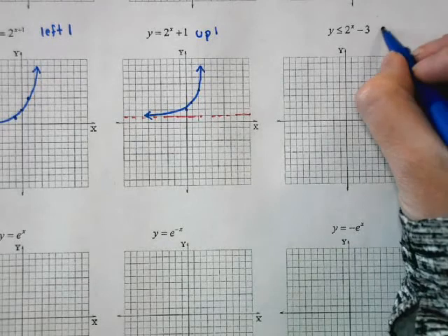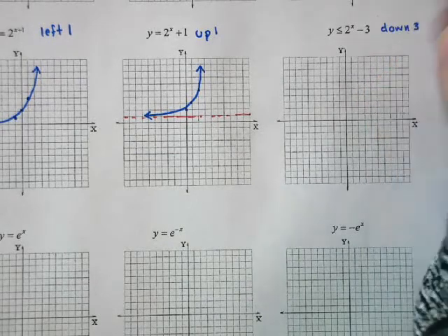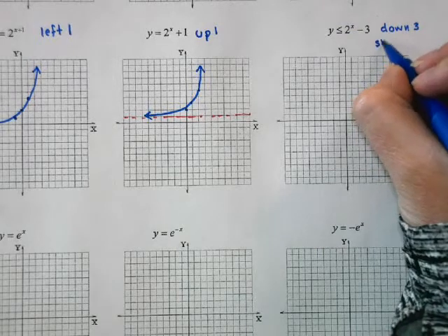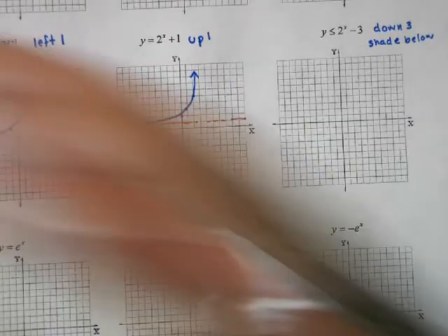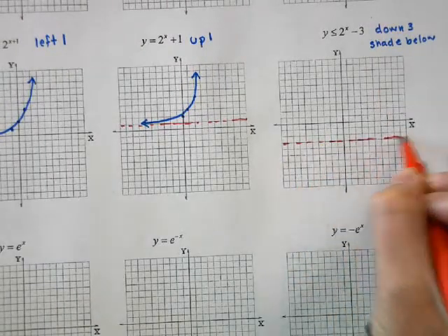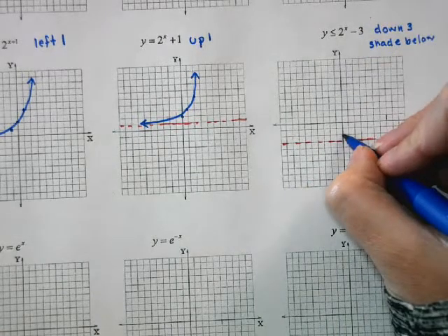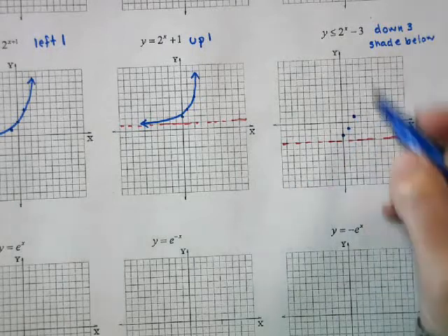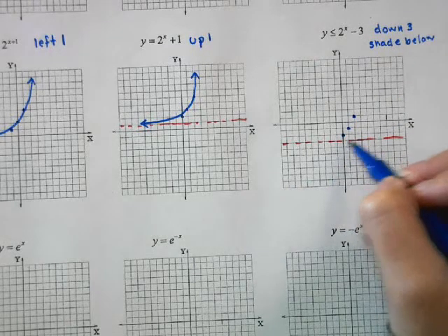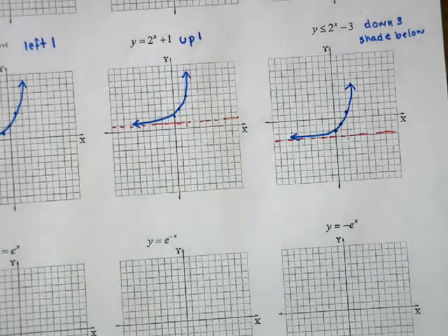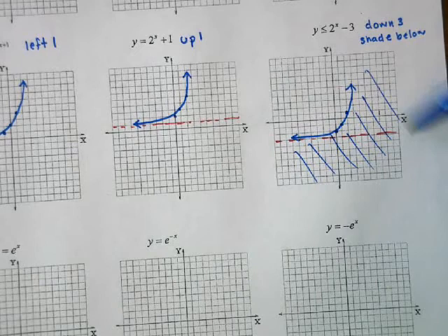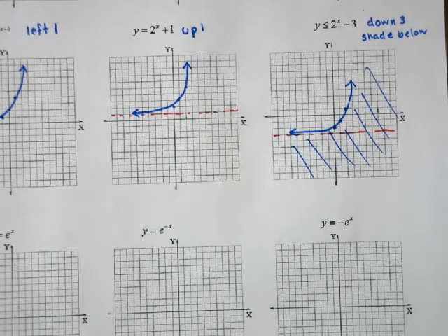Okay, the next one's going to be moved down 3, and we're shaded. So it's down 3, and then we're shading below. So I'm going to go ahead and do my horizontal asymptote at -3, and then graph off of that. So I just graph the (1, 2) and the (2, 4), and then just graph the rest of it. And then this one we are shading below. Okay, we'll finish up the rest of these graphs in a minute.